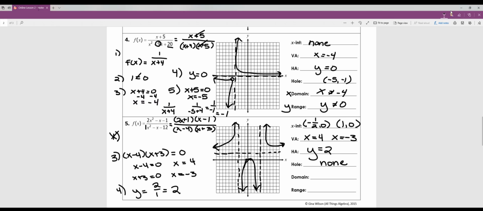Okay, so domain, all my x values. X is restricted at negative 3 and at positive 4. So x cannot be negative 3, and x cannot be positive 4. And my range, my y value is restricted at 2. So y cannot equal 2. All right, and that will take care of example 5.